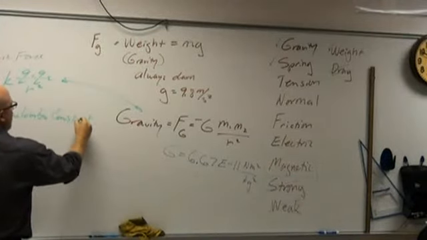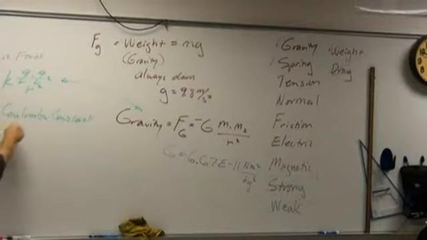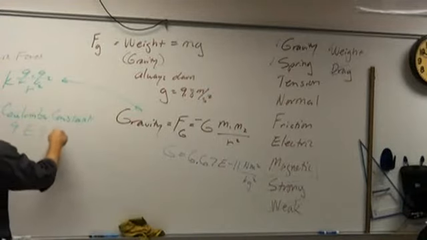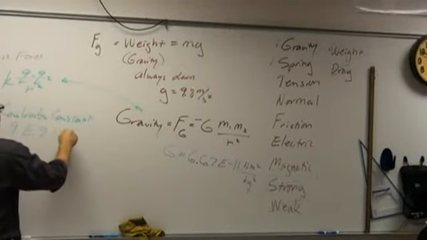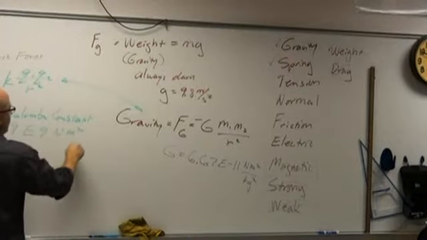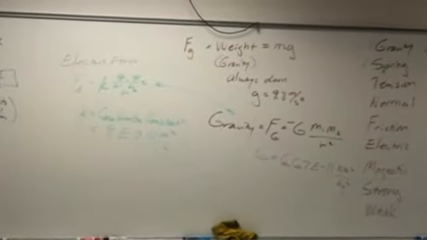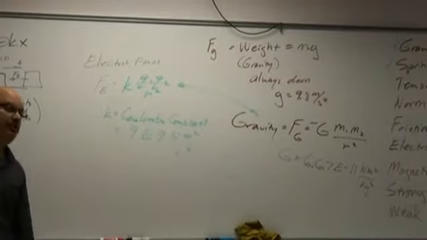Because this is Coulomb's law. Coulomb's constant is 9e9 Newton meters squared per Coulomb squared. That's also on your equation sheet, or your constant sheet, I mean.